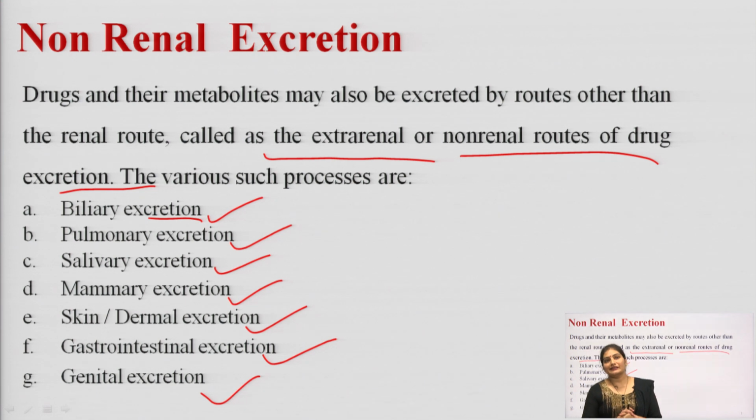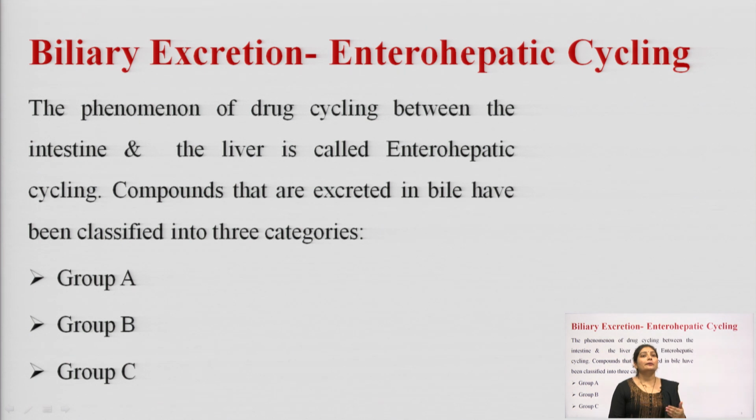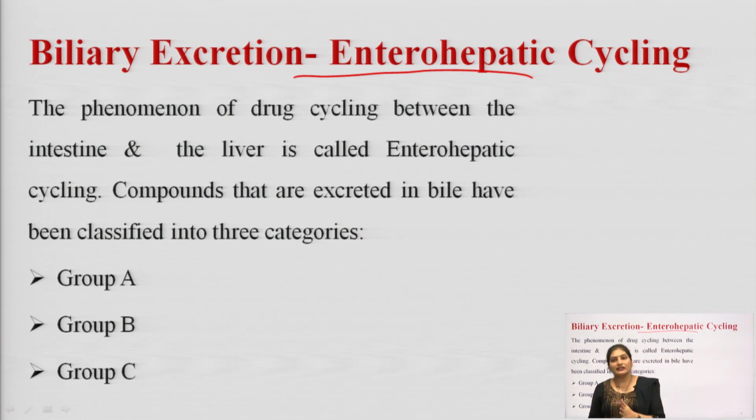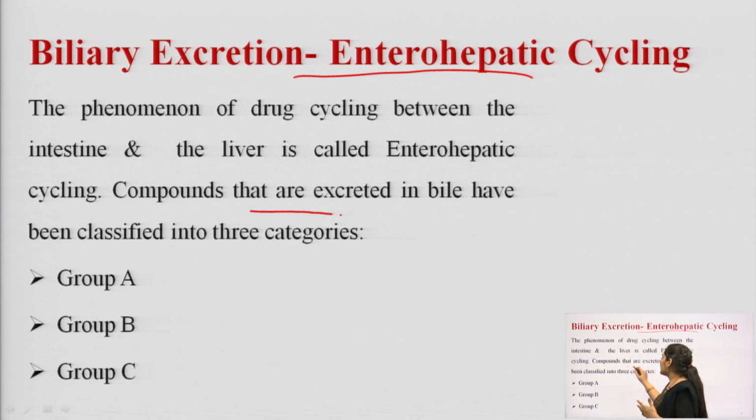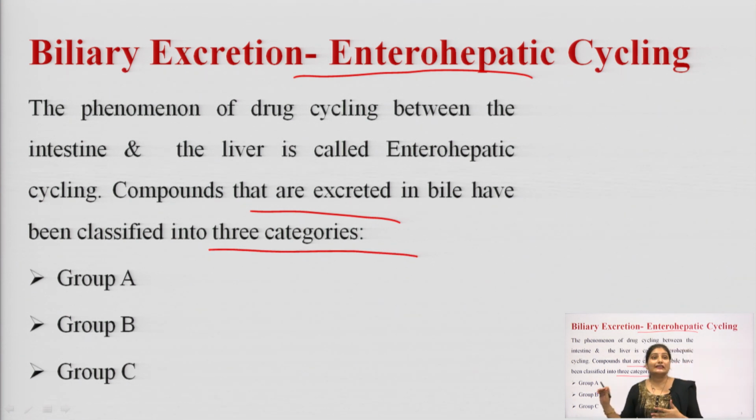The first type of excretion is the biliary excretion, which we can also call enterohepatic cycling. The phenomenon of drug cycling between the intestine and the liver is called enterohepatic cycling, and the compounds that are excreted in the bile can be classified into 3 categories. First of all, let's understand the concept of enterohepatic cycling.